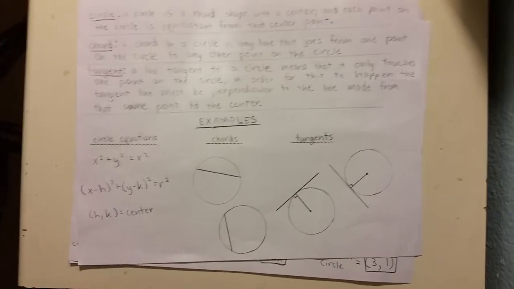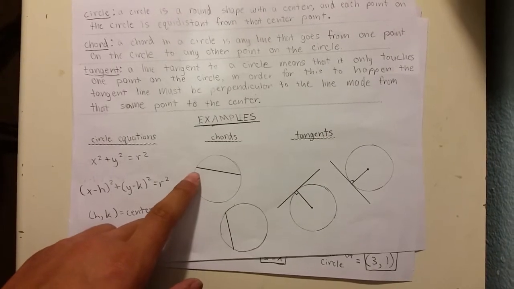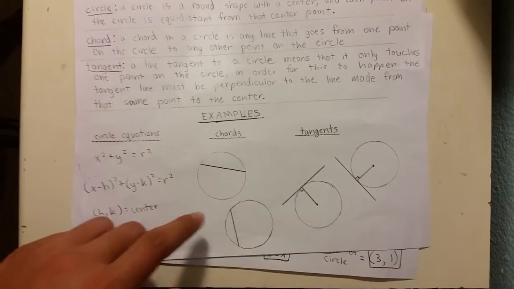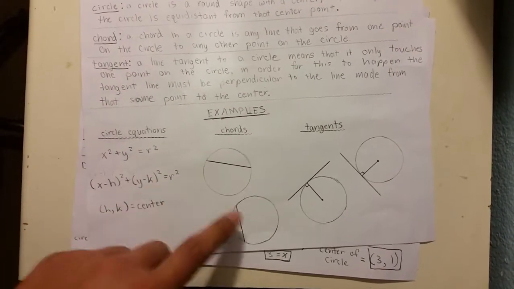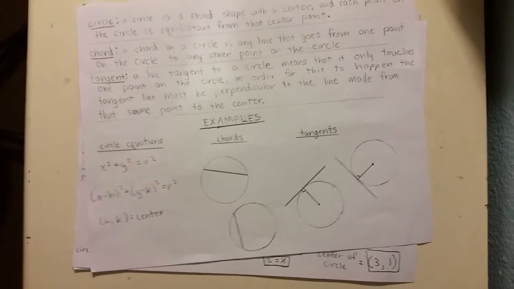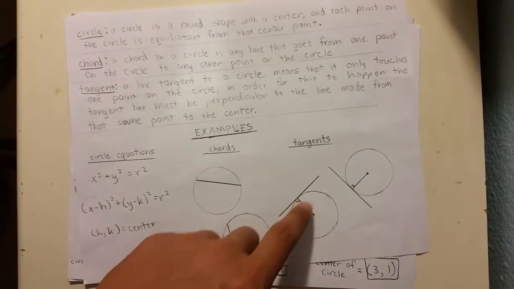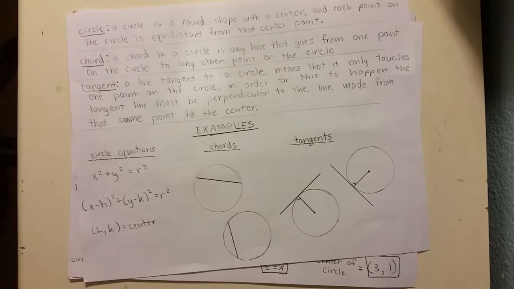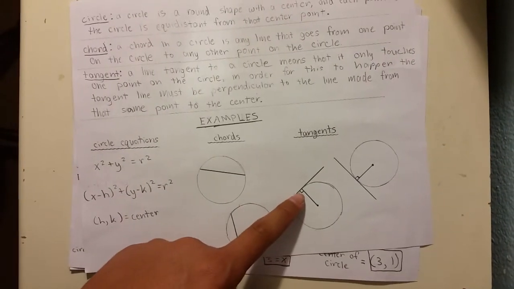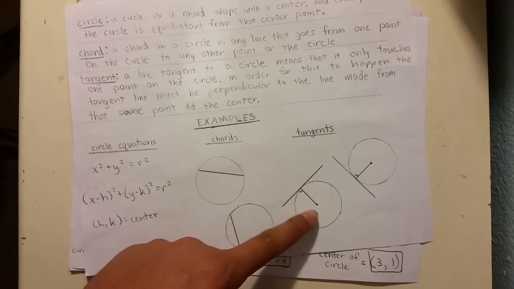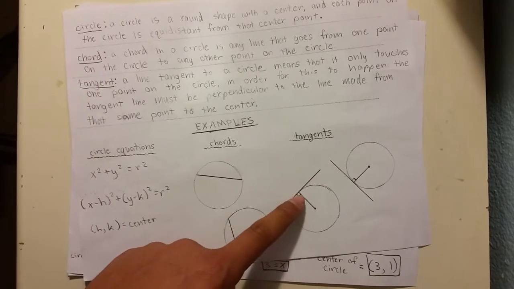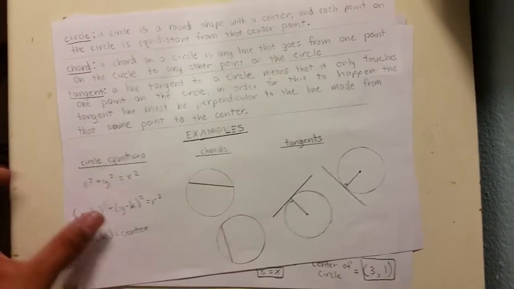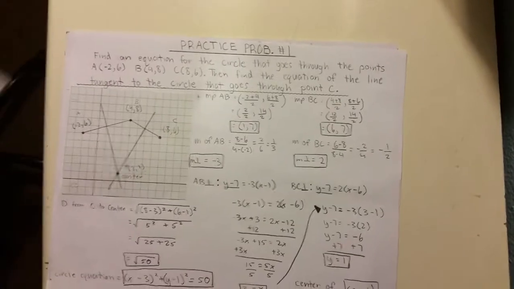For chords, you can see it is just a line that goes from one point of the circle to the other. And then here's another example to show that it can go from any point. And then for tangents, you can see the tangent line right here. It touches at just one point, and it makes a 90-degree angle with the line from the same point to the center. Now let's go over some practice problems.